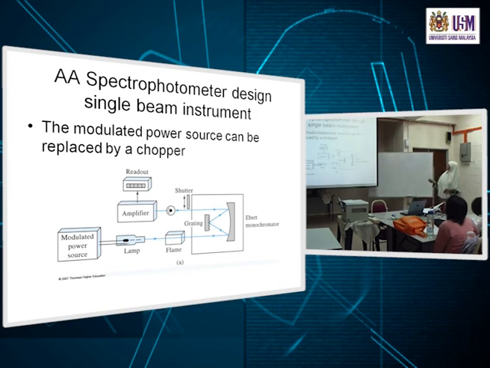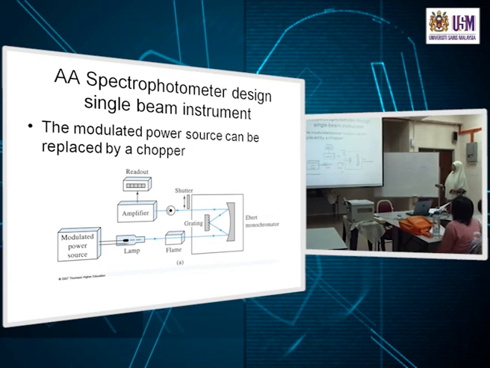So here we go, a little behind where the source is not chopped up by a chopper but it's a modulated power supply. Essentially, you have your light, your flame, your wavelength selector. With this modulated power supply, the light shows one continuous line.